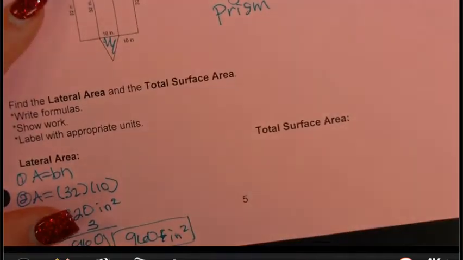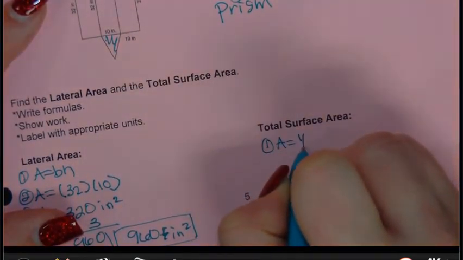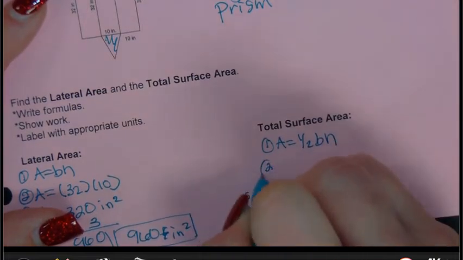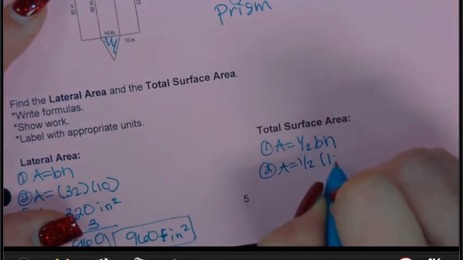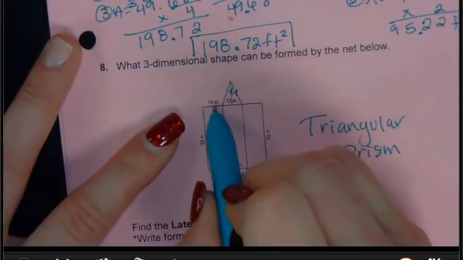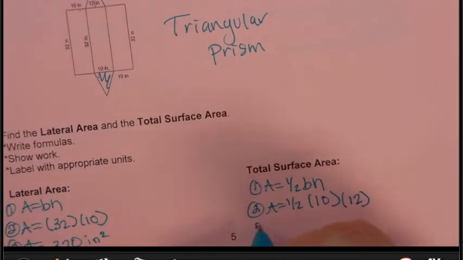Okay. And then to find the total, now I need to find the area of my triangle. So area is equal to 1/2 base times the height. Area is equal to 1/2. Well, it looks like my base is still 10. It looks like that 12 right there is going for the height. So the height is 12.